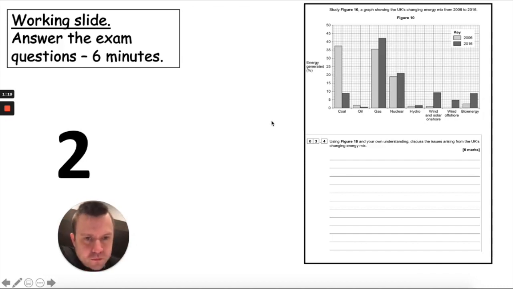All right. Now, with any figure question, okay, feel free to write on it. So if you can print this off and write on that sheet, even better, it'll help target your writing. But let's have a look at the question. It says, using figure 10, okay, so that graph, and your own understanding, the stuff in your brain, discuss the issues arising from the UK's changing energy mix.